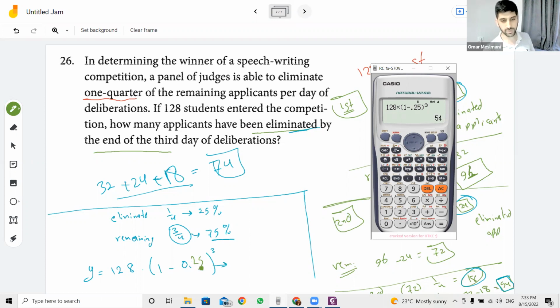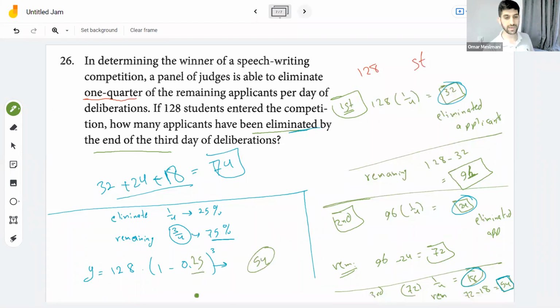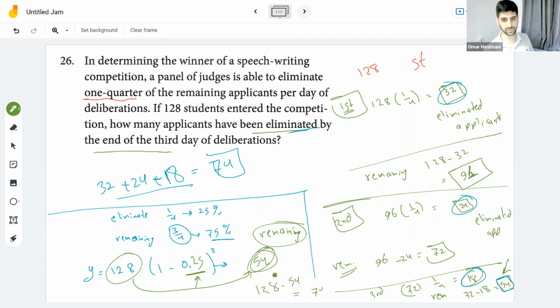Exactly. Why did we put the 0.25? Because I'm looking for the eliminated ones. And now we found that 54 is the remaining applicants, which is, as we found it here, 54. So we started with 128, and how much left? 54. I'm going to say 128 minus 54, and then I will get 74 as eliminated. Okay, 74 as eliminated, and this is it.